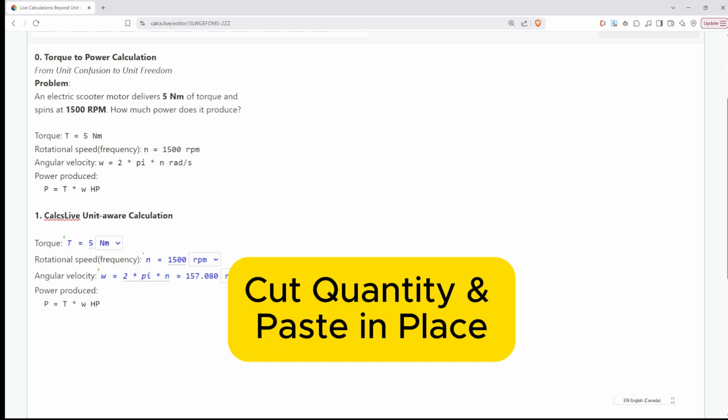What was it, about 157? Yeah, about 157.080 radians per second. The system handles the 2π/60 factor. Okay, and then you just multiply P = T × ω, 5 N·m times 157.080 rad/s. Simple. Dead simple.